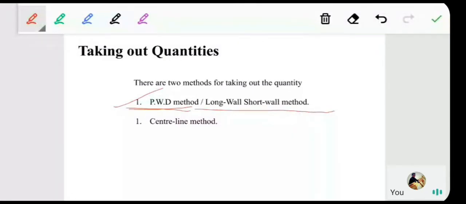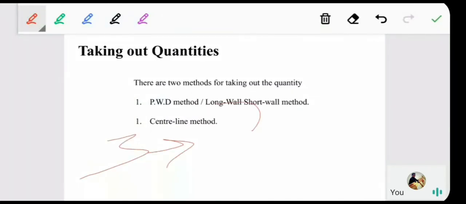The second method is the center line method. There is also a third method, which is a combination of the PWD method and the center line method. In the oral exam, if they ask you which other method there is, then there is a third method in which a combination of both methods, the long wall short wall method and the center line method, is used.